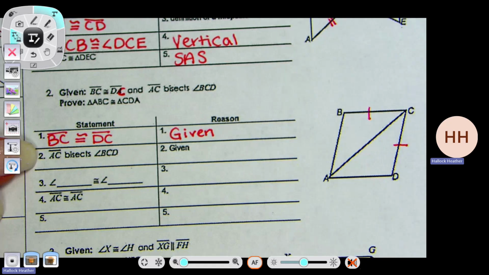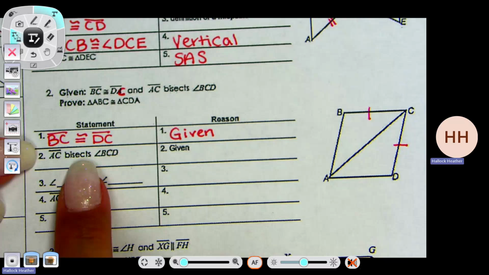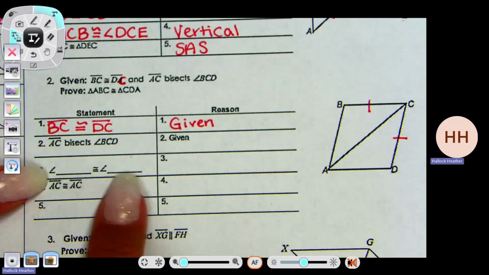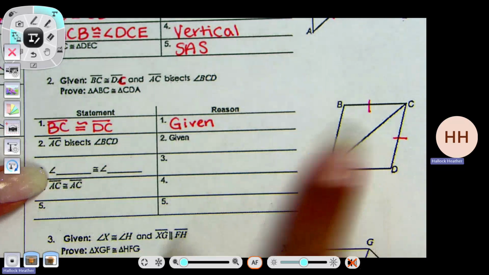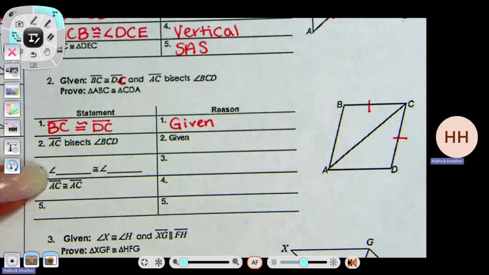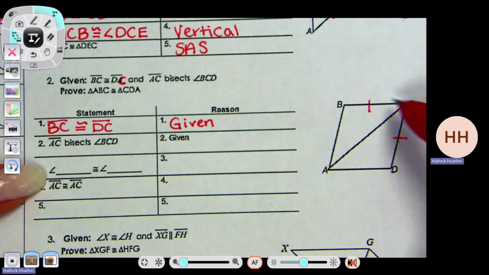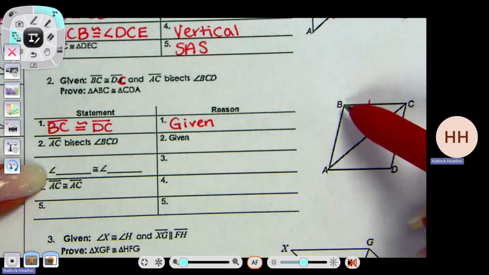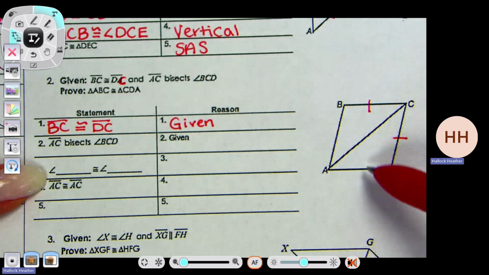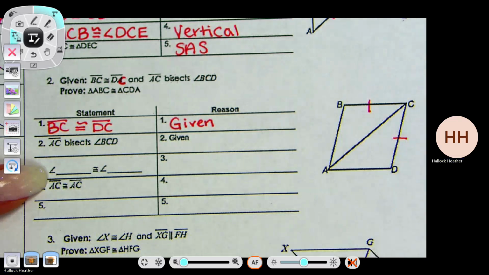Step 2 says AC bisects BCD. Bisects means to cut in half. I can't put this in my picture because it's not a congruency statement, but you're thinking, okay, angle bisector, bisecting, congruency. That's given. What 2 things are congruent? If I bisect this, what 2 angles are congruent in this picture? Does anybody know, Jasmine? No. So if AC bisects BCD, I don't know ABC matches ADC.